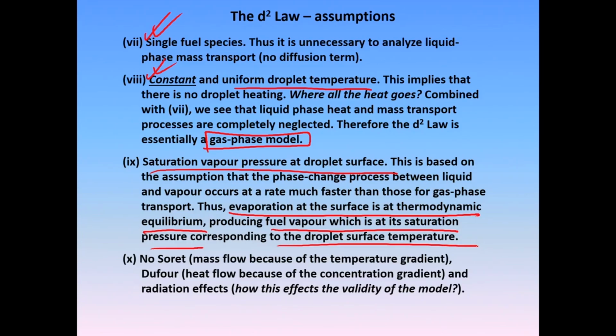And then there is no effect like Soret and Dufour. These are second order effects, so they are usually neglected, and the radiation effects also are neglected, got it. So these are the 10 assumptions that go into the making of the d square law, which people have validated experimentally. However, I did not do the math as of now.